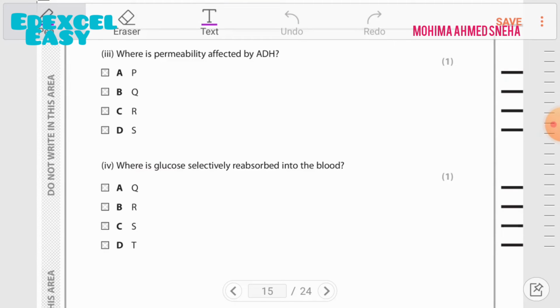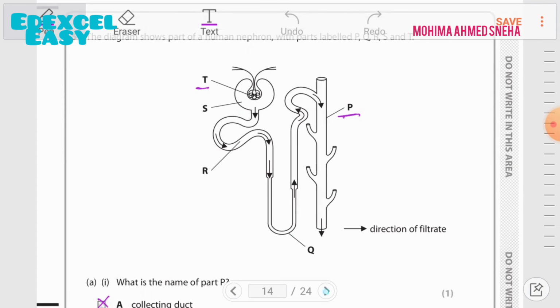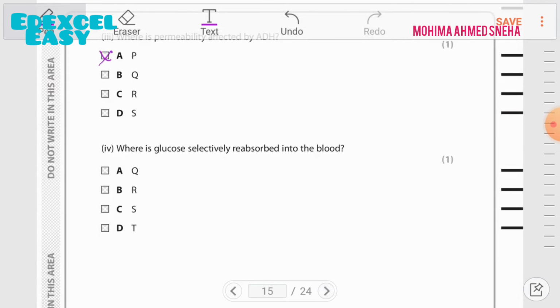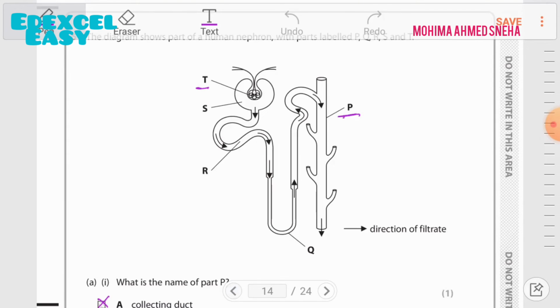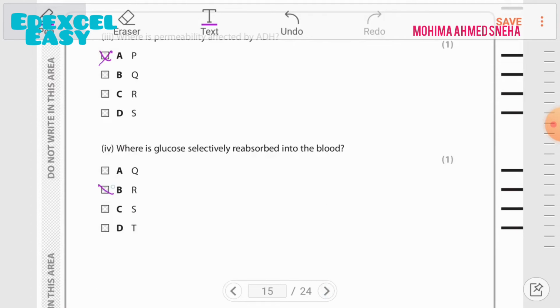Where is permeability affected by ADH? We know that ADH makes the collecting duct more permeable, and we knew that the collecting duct was P, so the answer again would be A. Where is glucose selectively reabsorbed into the blood? That is the first convoluted tubule, and that is R. So R is in option B, so the answer is option B. Moving to part B1.